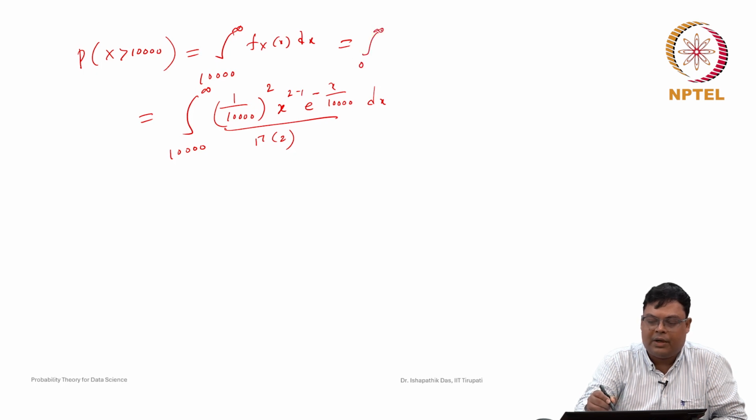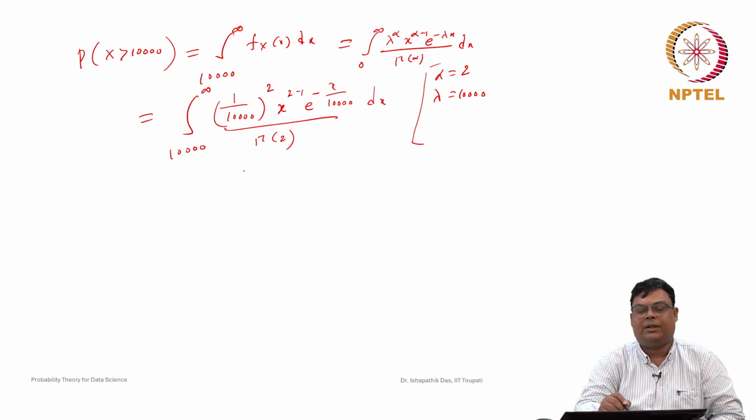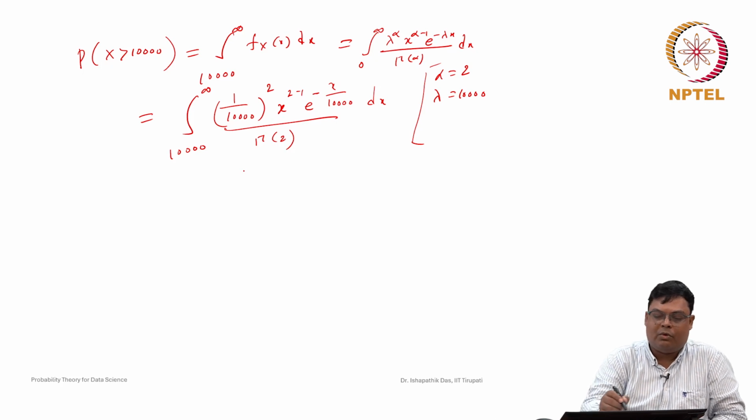Integration 0 to infinity lambda to the power alpha x to the power alpha minus 1 e to the power of minus lambda x by gamma alpha dx. So, here we put alpha is equal to 2 and lambda equal to 10,000. So, that lambda is 1 by 10,000 whole square, x to the power 2 minus 1 e to the power of minus x by 10,000 by gamma 2 dx. So, now we have to do this integration.